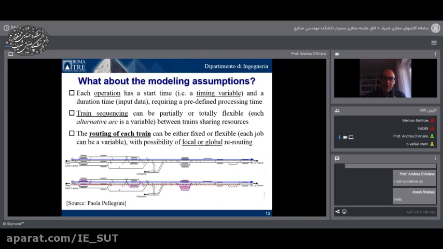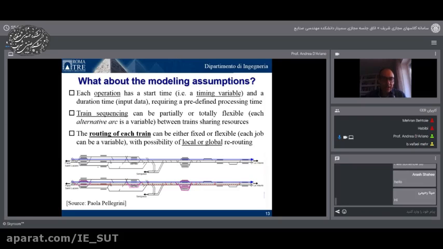Okay, imagine you have a route in the timetable for each train, so a kind of default route. You can locally change the route or globally change the route. The difference between global and local: you can think about local like a small change of routes, where few resources are different between two routes. Global routing, several resources are different.